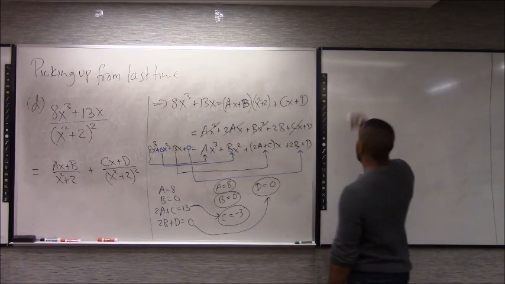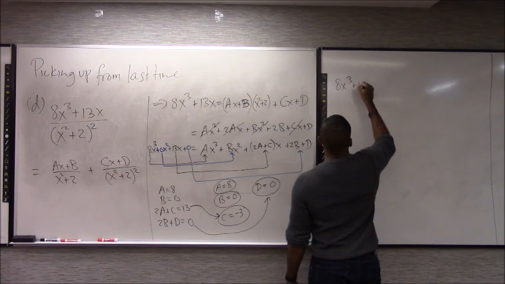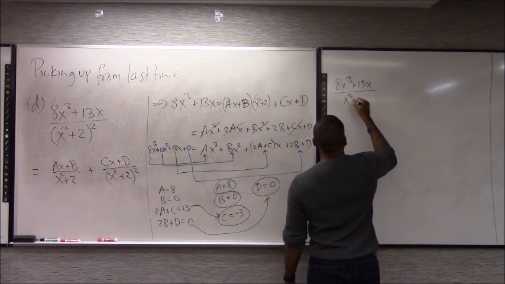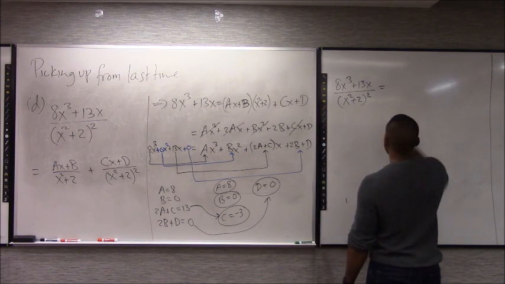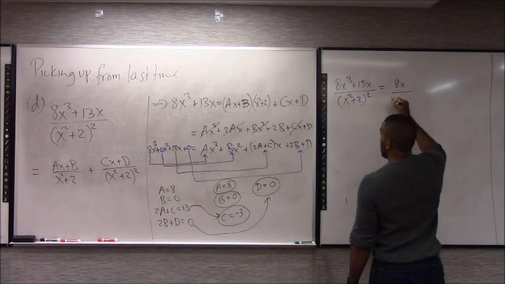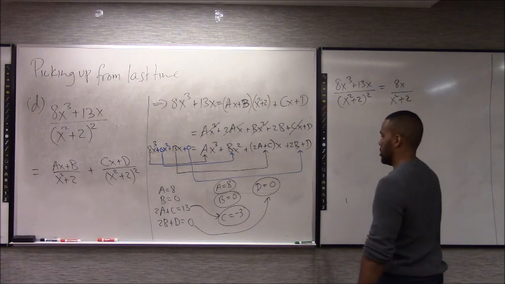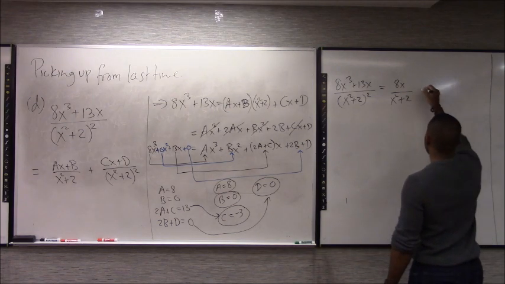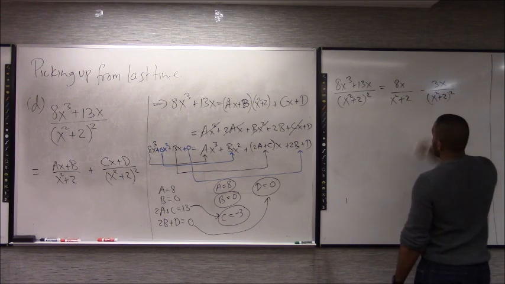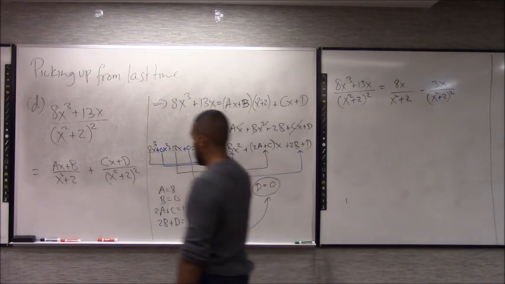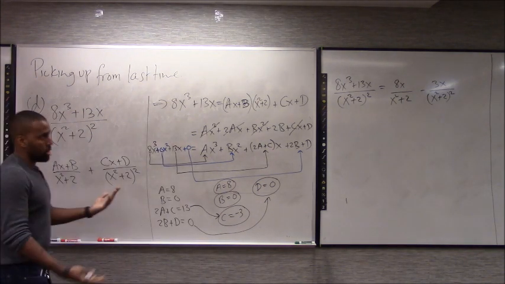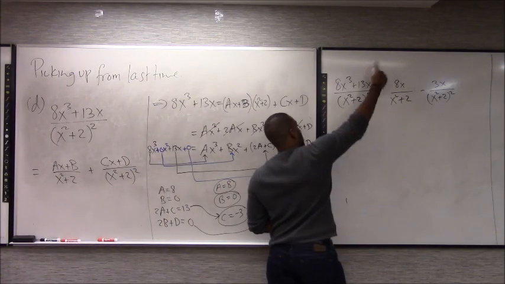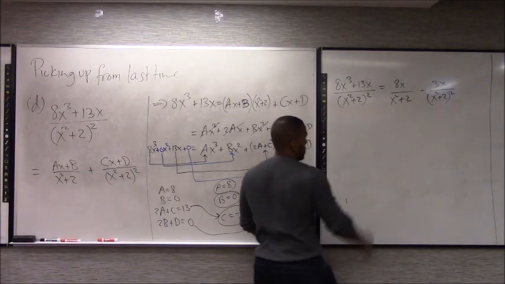And so ultimately, the 8x cubed plus 13x all over x squared plus 2 all squared, I can rewrite as 8x over x squared plus 2 minus 3x over x squared plus 2 all squared. So that's breaking up this bigger fraction into two smaller ones. We're not required to integrate here, but as you can imagine, if we had to integrate, dealing with these would be much nicer than dealing with those.